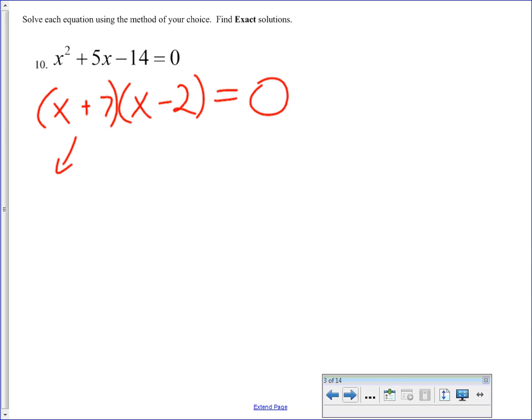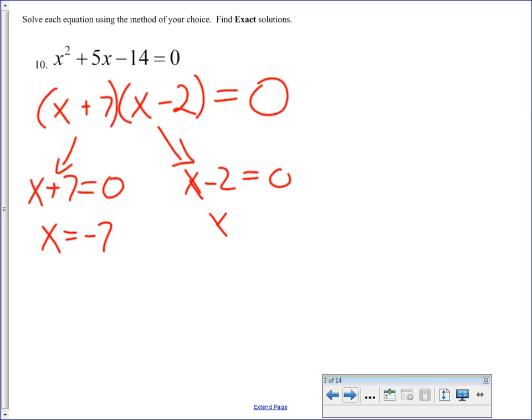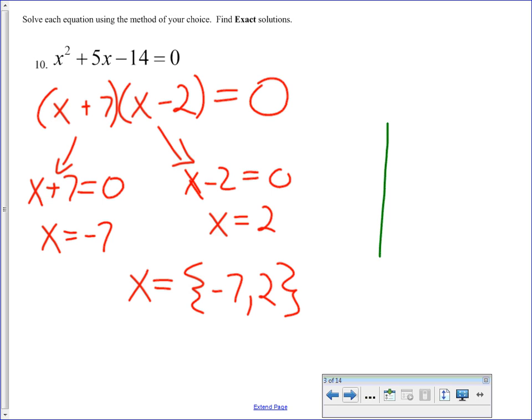In which case, by the zero product property, one of these two statements must be true. In which case, x equals negative 7 or x equals 2. So my solution set is negative 7, 2. Now, if you were to graph it, those are the exact zeros it goes through as well. If we were to sketch a graph real quick, it's going to look like this. And this is 2, and this is negative 7.